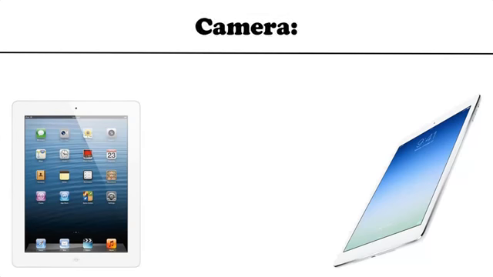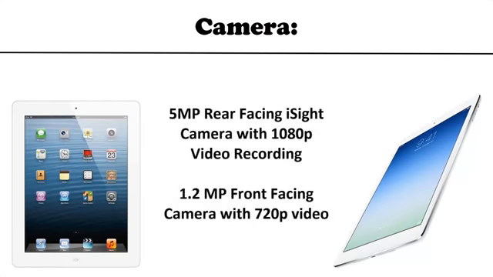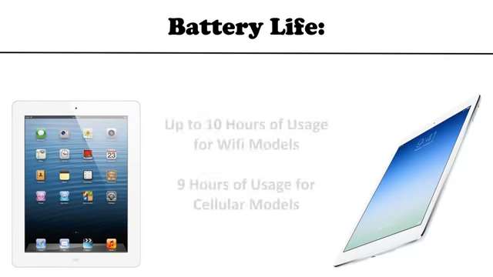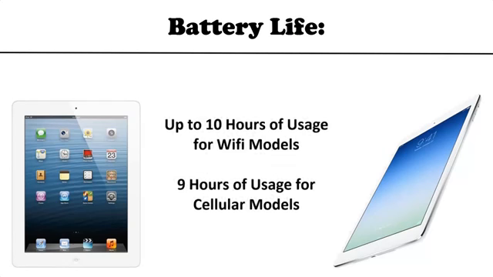Next, I want to take a look at the camera. So the cameras on both of these iPads are the same. Okay, so the rear camera is 5 megapixels, and it is able to record at 1080p, which is high def. Whereas the front camera on both iPads are also the same, with 1.2 megapixels for pictures and 720p HD video. As for battery life, again we have the same exact specs. Both iPads claim to have the same amount of battery life, which is 10 hours of usage for Wi-Fi models and 9 hours of usage for cellular models.